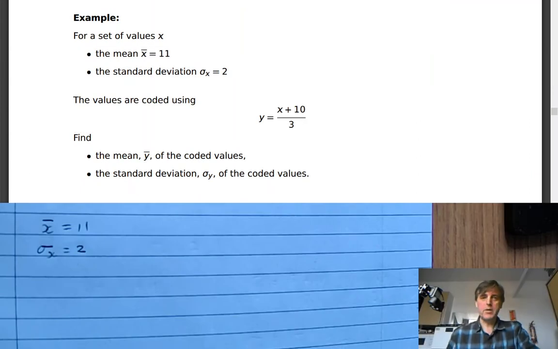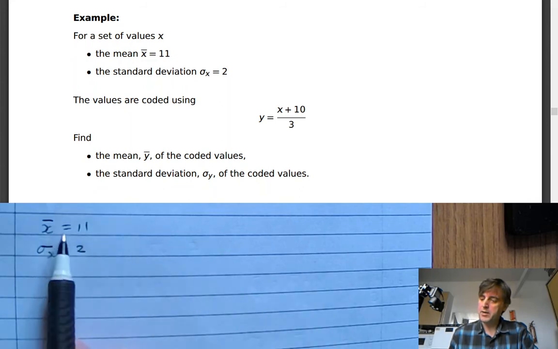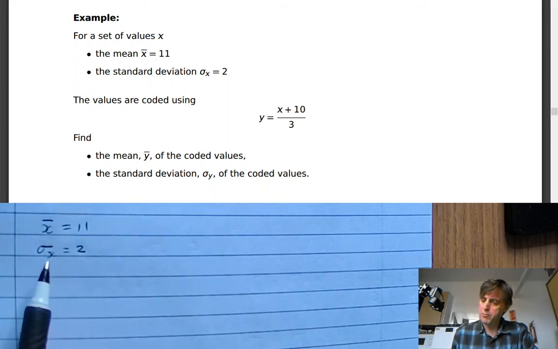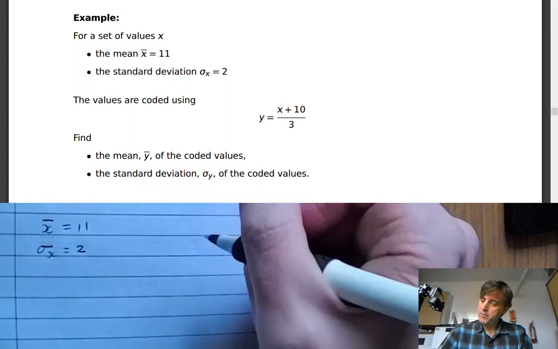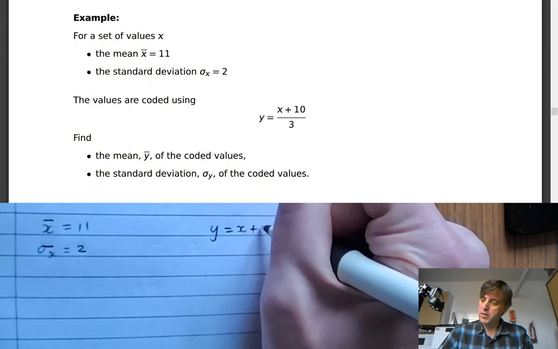Okay, so we'll have a look at this one together so you can see how it works. I've written down my mean and my standard deviation of my x values. I put a little subscript underneath the sigma to show that this is the standard deviation of the x values. That's quite a useful thing to do just so we can keep track of what's going on. Okay, so the coding formula was y equals (x plus 10) all divided by 3.